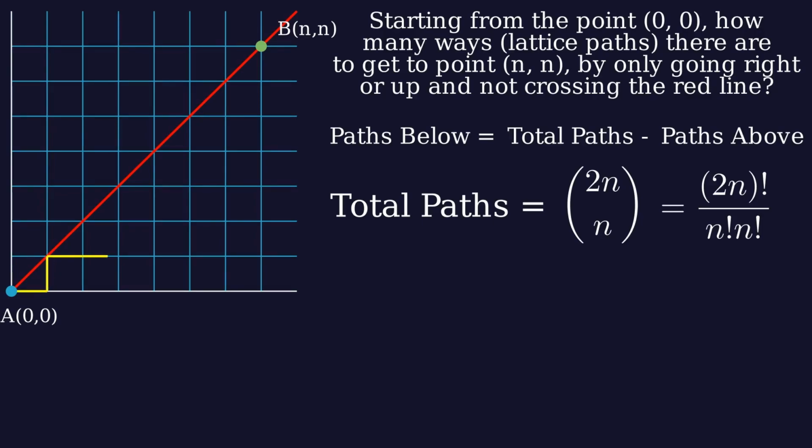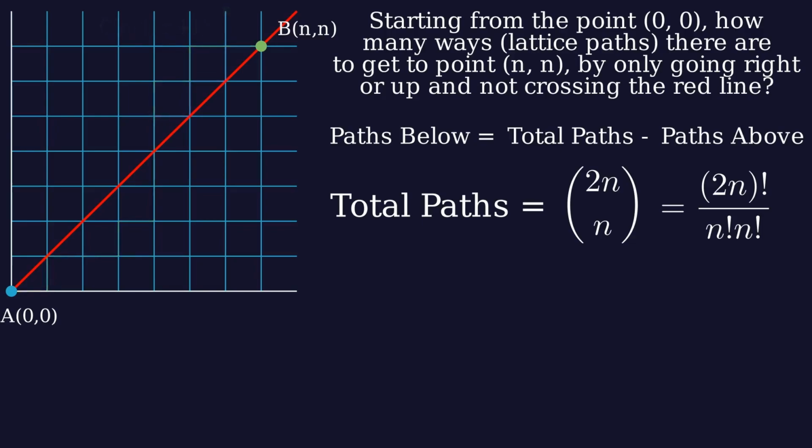Let's draw a path that crosses the diagonal. Now let's look at the first point of the path that crossed the line, and let's make a mirror image of our path after that point. So after the point we went up, so now we will go right. Then we went 1 right, so now we will go up. Then we went up, so now we will go right. Then we went 2 times right, now we will go 2 times up. We got to the point (n-1, n+1).